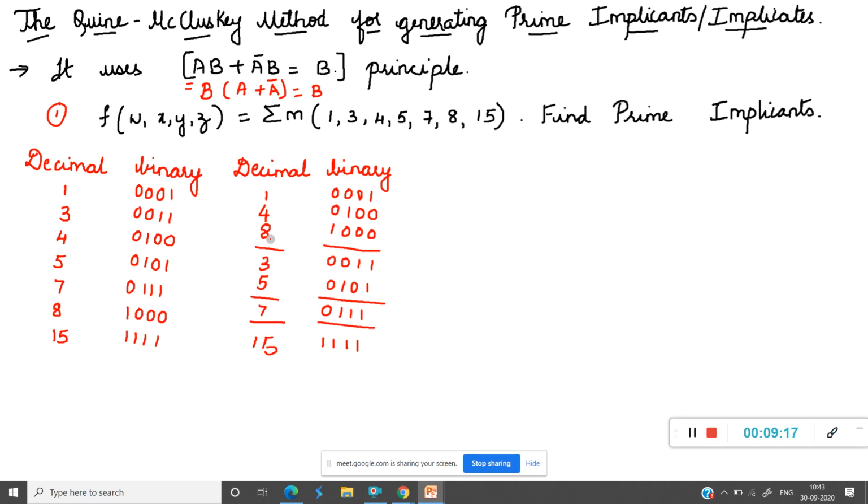So, here 1, 4, 8 belongs to one category because the number of logic 1 is 1. Here only 1 is there. Number of logic 1s present in 4 is 1. Number of logic 1 present in 8 is 1. Next 3, 5 contains two logic ones, so it belongs to next category, next group. 7 is containing 3 ones, so it belongs to next category. Next, this 15 is having 4 ones, so it belongs to next category.